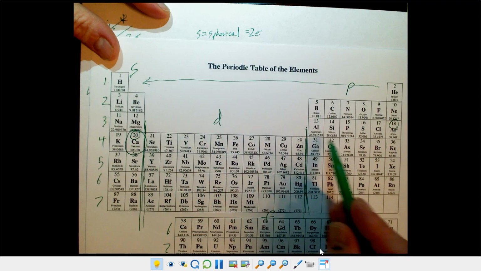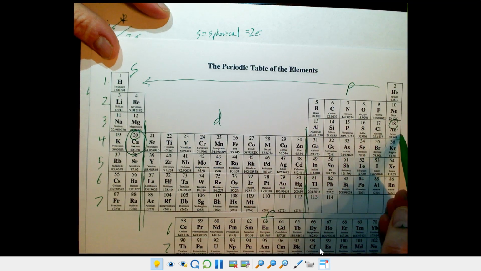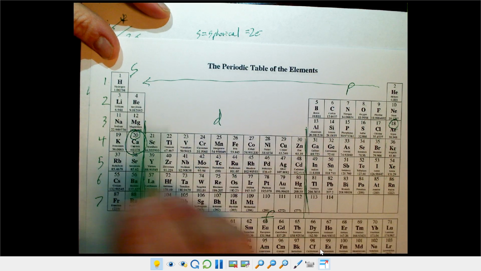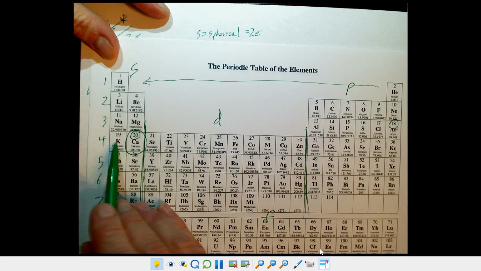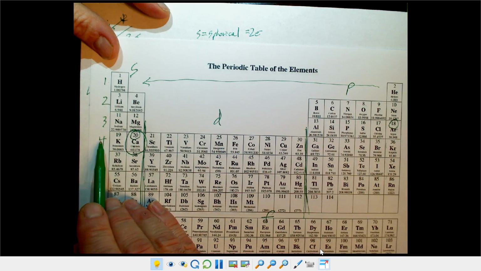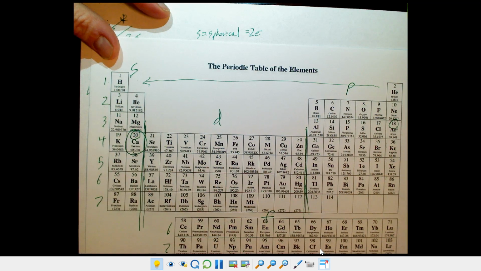And then after that, we move over here, we're going to go through 13 through 18. What's that going to be? 3p6. Yep, 3p, and we're going to go through all 6 of them. And then look, now we're over here, and we only have 2 elements to go through. And that would be 4, and then s, and then 2. And then you would stop. So you can use the periodic table to do it.